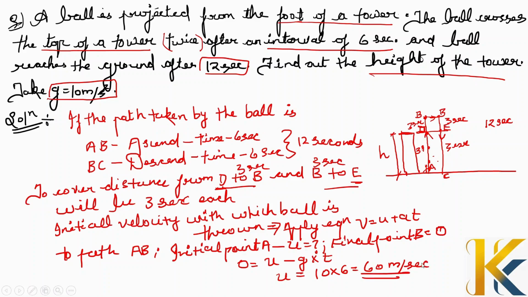So what I have done, I have found out the initial velocity with which the ball is thrown. That will be 60 meter per second. Now what I have to find out is the height of the tower.